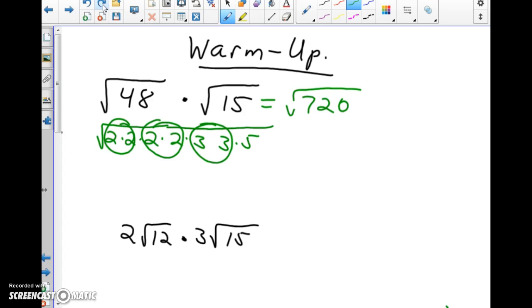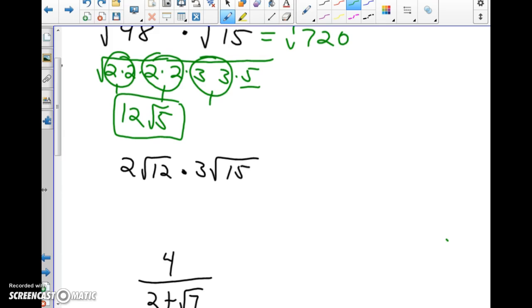How much is 2 times 2 times 3? 12. Then square root, and what's left over? 5, and that should be the answer, 12 square root of 5. That's what you should take out, and you should have 12 square root of 5. Here's your 5. 2 times 3 gives me 6. So here comes the 6.